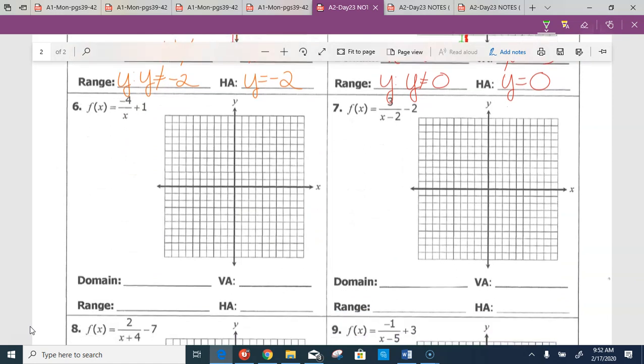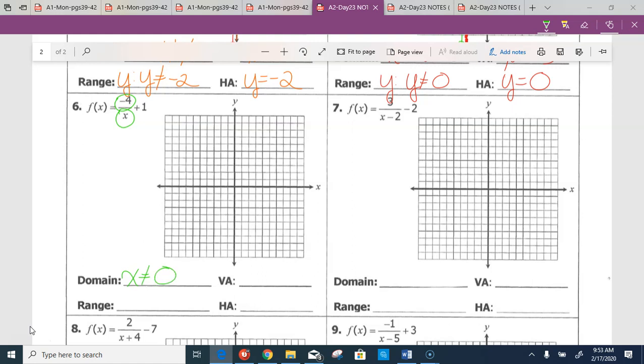So now let's go ahead and look at number 6. And we can already make some predictions. We know it's going to be reflected over the x-axis because I have a negative. It's going to be stretched out more because of that 4. On the bottom, it's not going to move left or right. So since it doesn't move left or right, I'm not adding anything.